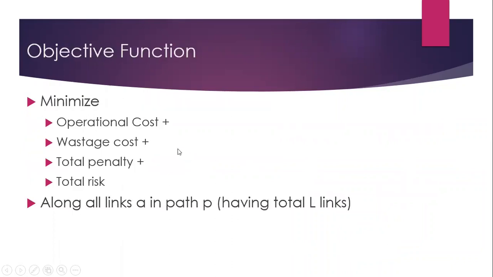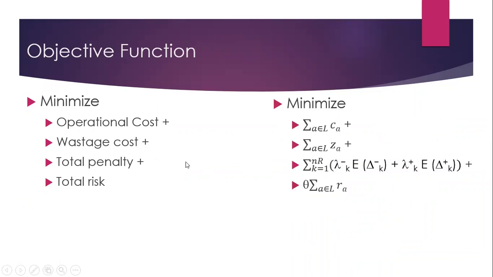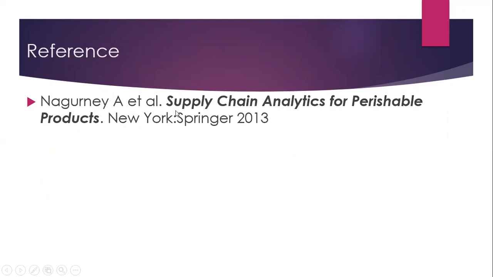So the objective is to minimize all the costs, and these include operational cost, wastage cost, total penalty of shortage and surplus, and total risk cost. So we need to minimize these in a mathematical model. So this is our objective function. We need to minimize this function. So if anyone is interested in further calculations, they can refer to this article. This is a very interesting article.